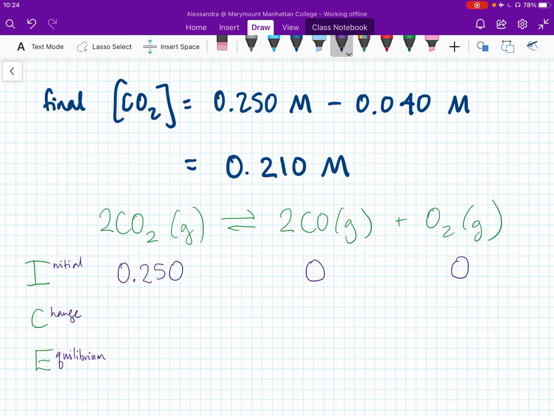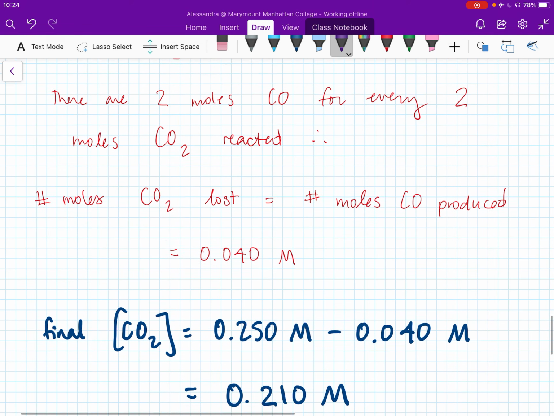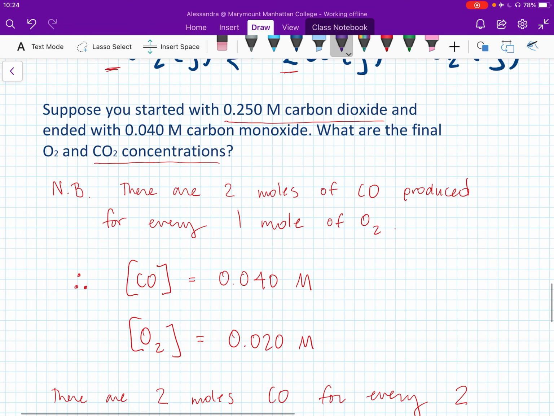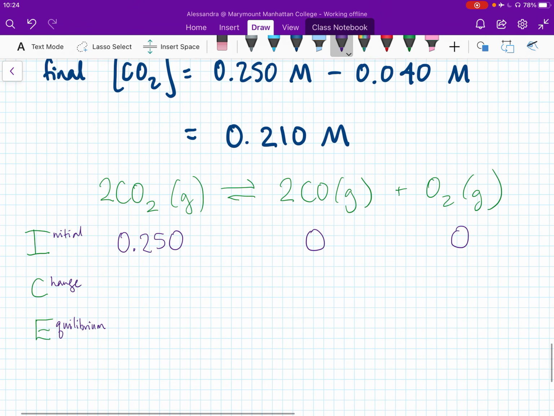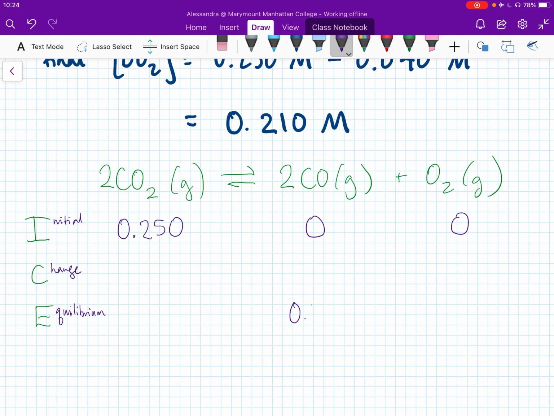The only other thing that I know from the problem, let's go back to the problem for a moment, is that I end up with 0.040 molar CO. So that's literally the only other thing that I know, that I have 0.040 molar CO. So what we just did a moment ago is we kind of used the stoichiometry of the reaction to fill in the blanks in this table. So to go from 0 to 0.04, I must have added 0.04.